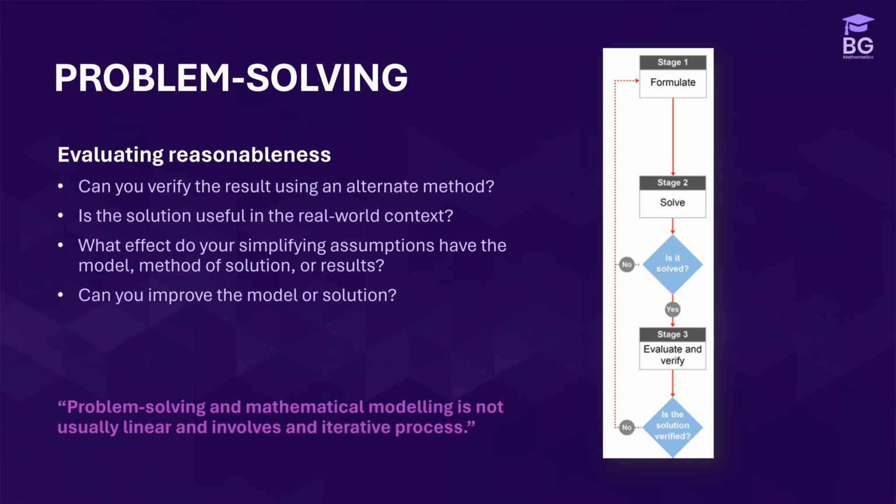One way we can do that is by considering alternative methods of solution. Can we verify the results we've obtained? We could consider whether that solution we've obtained is useful in the real-world context that we were given. We also need to think about those simplifying assumptions. What effect do they have on the model, the method of solution, the decisions we've made, and hence the results we've obtained? Even if we're happy that our solution is valid, can we improve the model? Would we get a better solution?